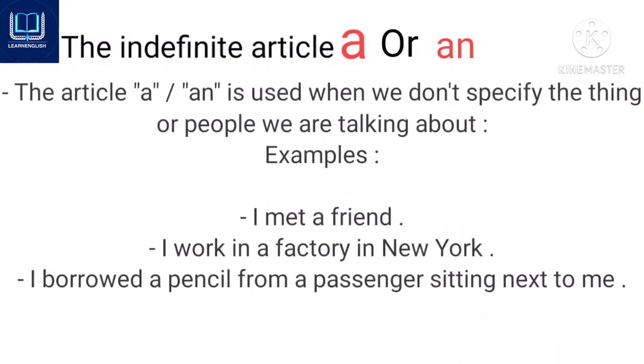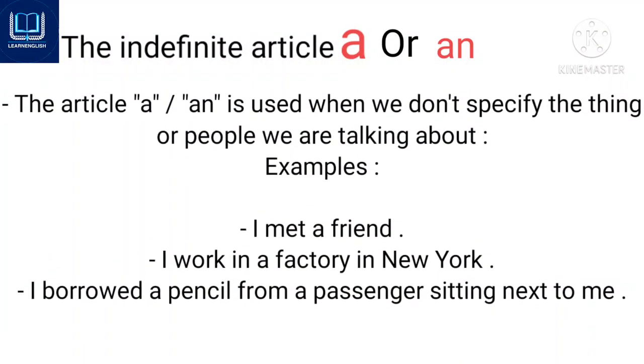Now the indefinite article, a or an. The article a or an is used when we don't specify the thing or people we are talking about. Examples: I met a friend. I work in a factory in New York. I borrowed a pencil from a passenger sitting next to me.